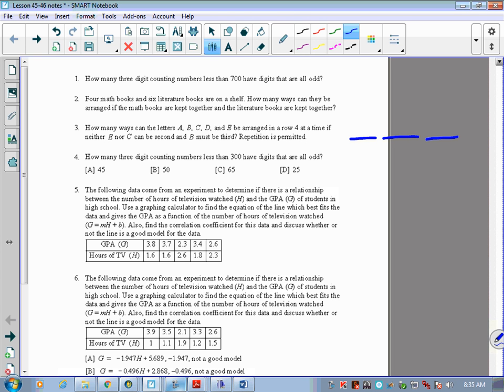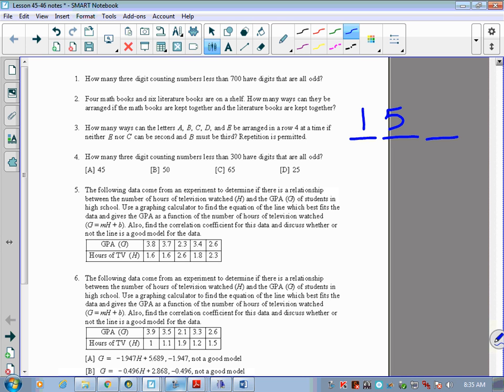Okay? So what possibilities do I have for the 100 slot? Just 1, right? Only 1 will go there because I have to have something, and I can't have 3. All right, but what can go in the 10 slot? 5, because I've got 1, 3, 5, 7, and 9.